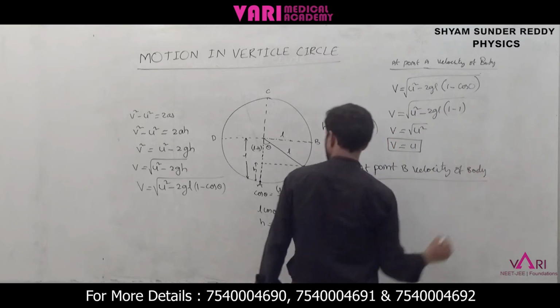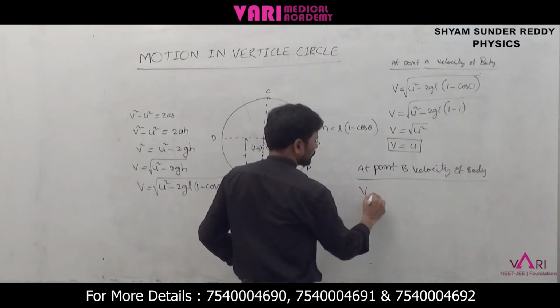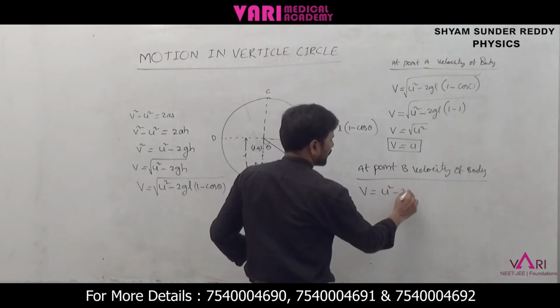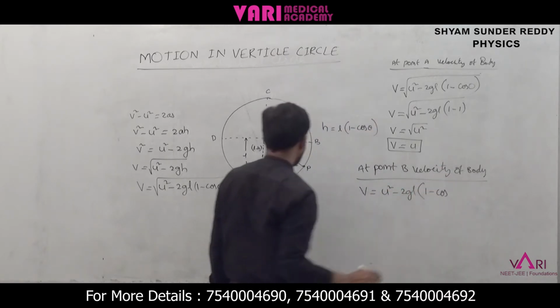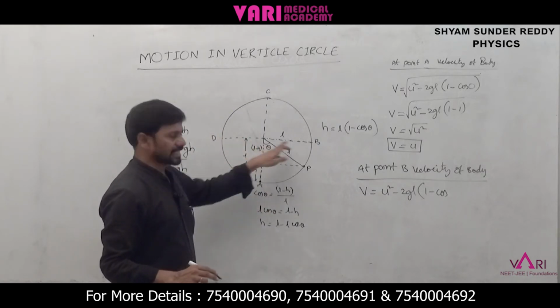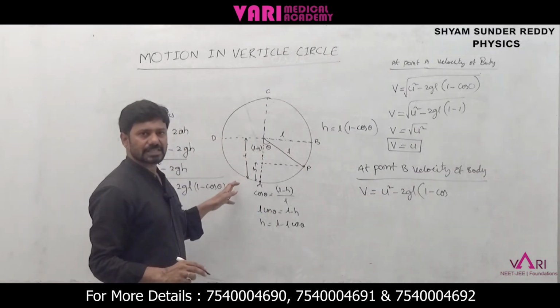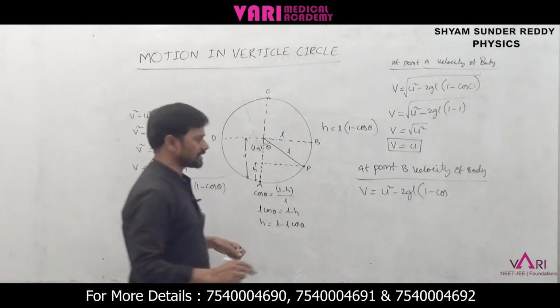Velocity of body. Here it is. Take V equal to the square root of U square minus 2gL into (1 minus cos θ). Look at this, θ is 90 degrees here. Just substitute 90 degrees.